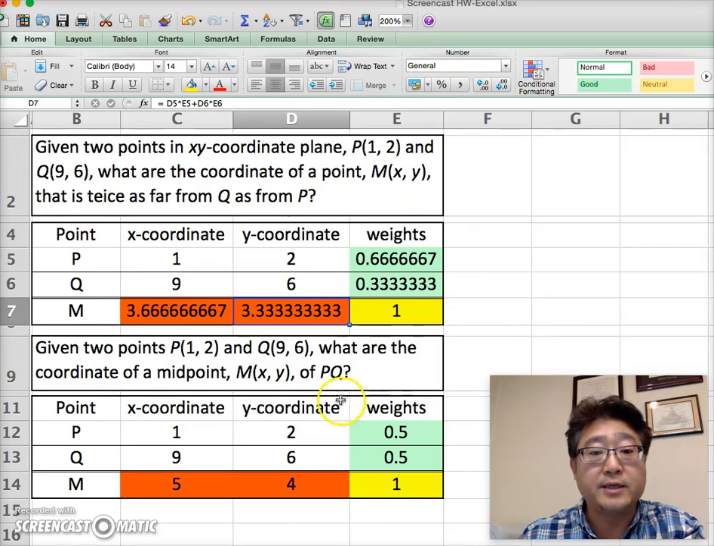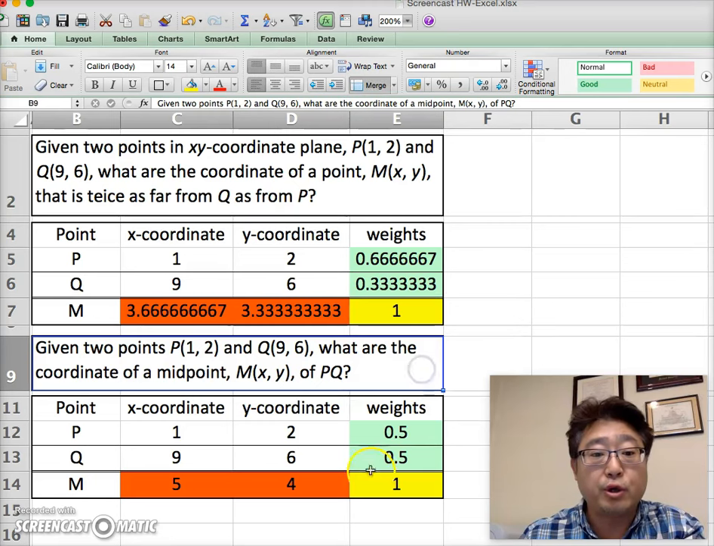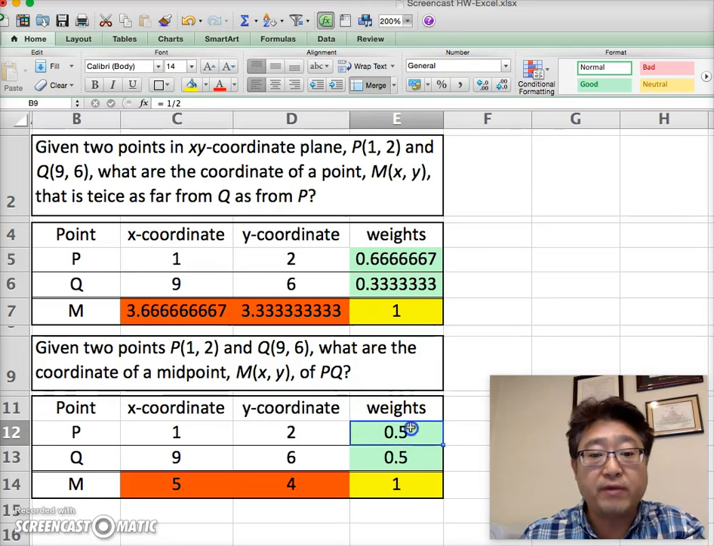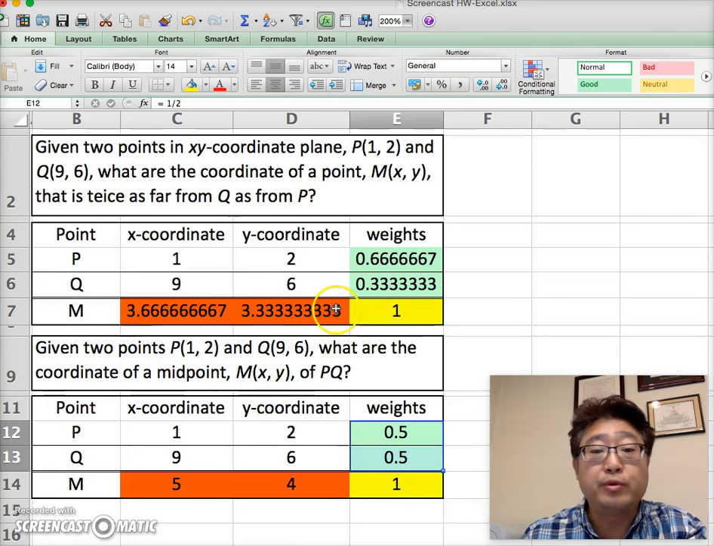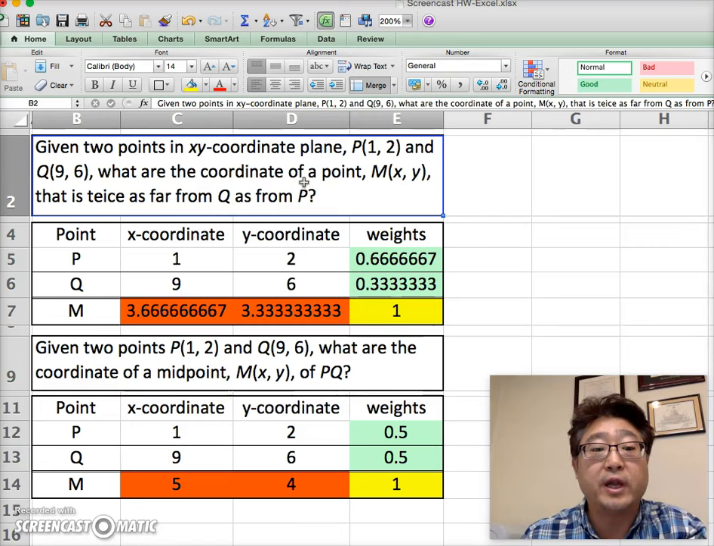And I want you to realize that the midpoint question on the bottom here is nothing but a very special case where those two weights are equal to each other because M is the midpoint, meaning average, and is in the middle. So hopefully from now on, without memorizing the midpoint formula, you'll be able to find any intermediate point using this general concept of weighted average.